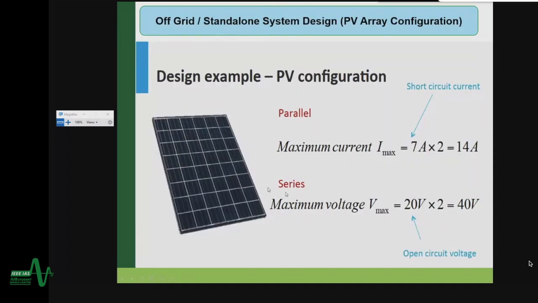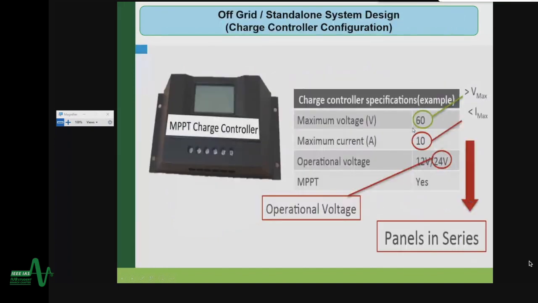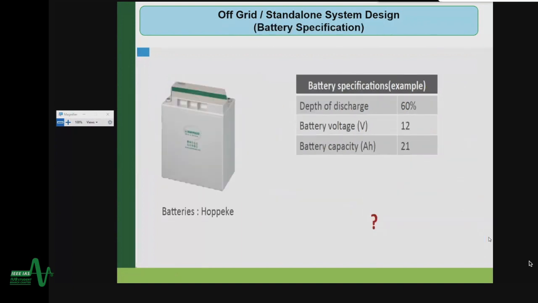Okay. And then if we choose the series connection, then the operational voltage will be 40. Now we can see, yeah, the maximum voltage which it can hold is 60 volts. So it's in the range. So that means we come to the final decision that the solar panels we have chosen will be connected in series.